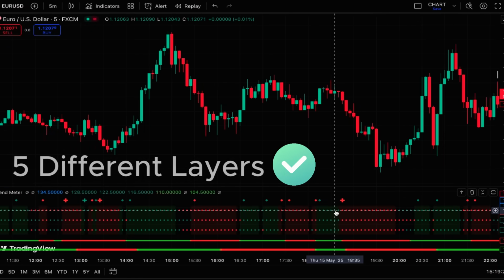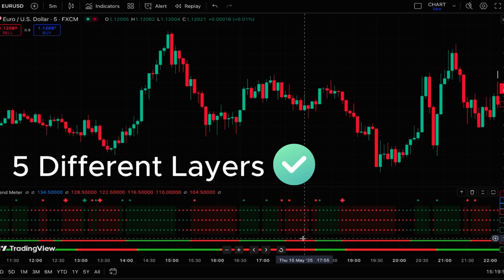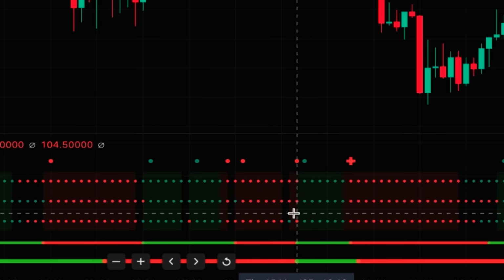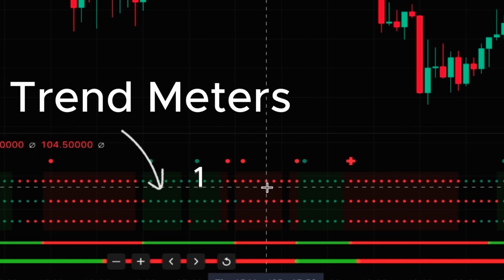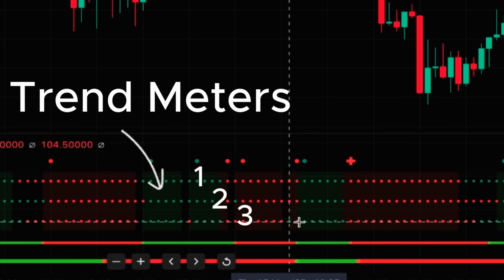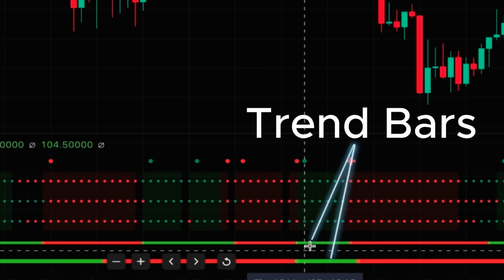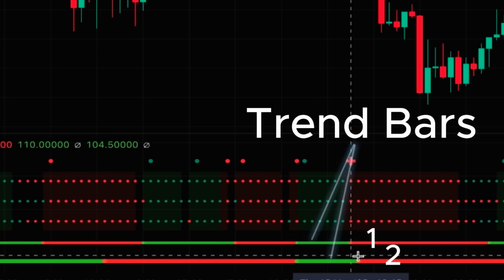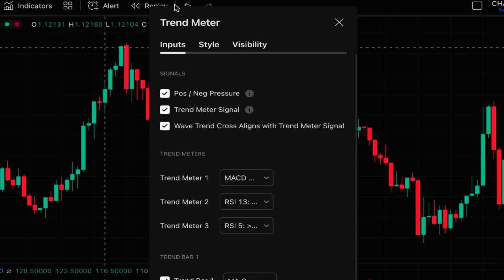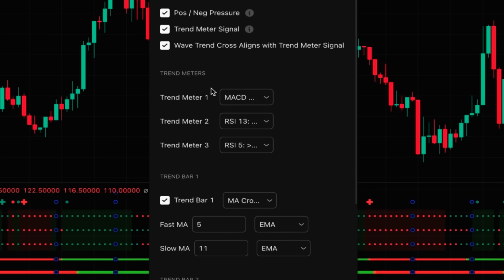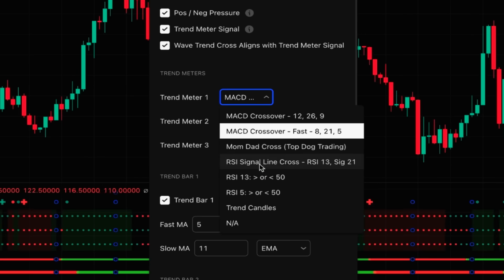This indicator has 5 different layers, and each layer is based on a defined condition. For each time period, it becomes red or green depending on being bearish or bullish. For the first 3 rows, you can see that we have red and green dots, and they are called trend meter. Trend meter 1, trend meter 2, and trend meter 3. And here we have 2 trend bars, trend bar 1 and trend bar 2. If we go to the settings of the indicator, here in the inputs tab, here for trend meters, you can see that you can choose different conditions for them.